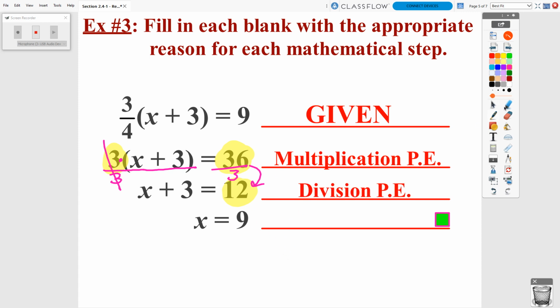And then last but not least, I think we're all on the same step here. How do I get rid of this plus 3 to make this 12 turn into a 9? Well, I would subtract 3 from both sides. So using the subtraction property of equality. Come on, subtraction. There you go. The subtraction property of equality. And then once we're done, we can draw that box, that square, fill it in, and be like, boom, we're done with that problem.